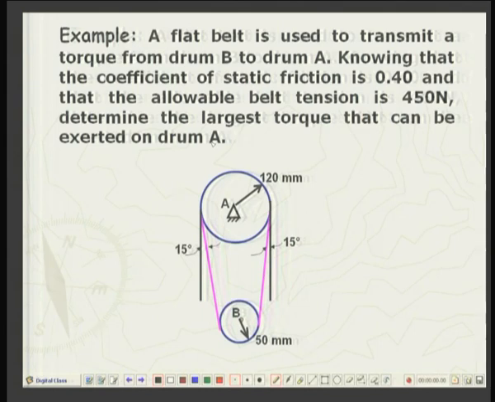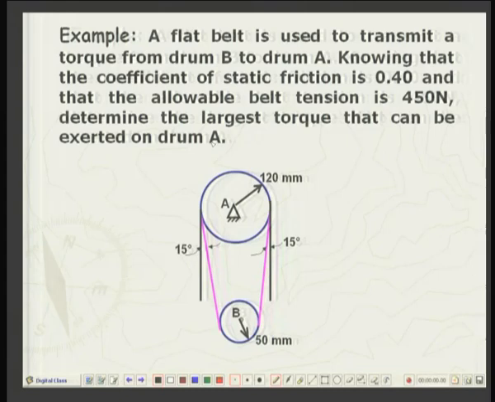And here the angle of wrap can be easily found out, because the inclination of the belt on both sides to the vertical is known, namely 15 degrees. So on one side it will be 180 plus 15 plus 15, that is 210, and on the other side it will be 180 minus 2 times 15, that is 150 degrees. So the angles of wrap are known, the coefficient of static friction is known. All we have to find out is the largest torque.